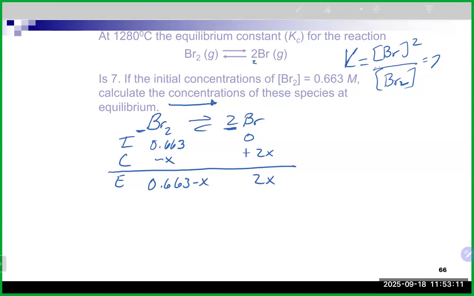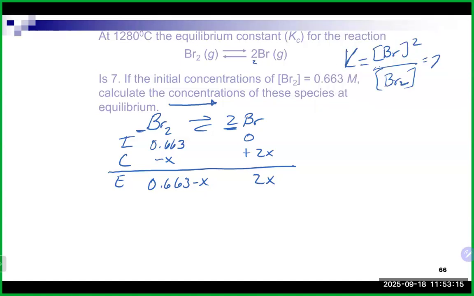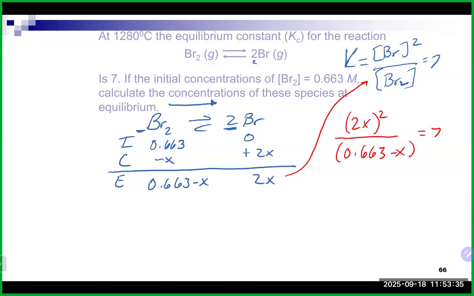All right. Like I said before, at this point, the goal really is to solve for x. So we want to take everything we got on the equilibrium line and put it into our expression. If we do that, that's going to give me 2x up on top, and it does need to be squared. We're going to divide it by 0.663 minus x, which is equal to 7. So we do need to solve for x here.